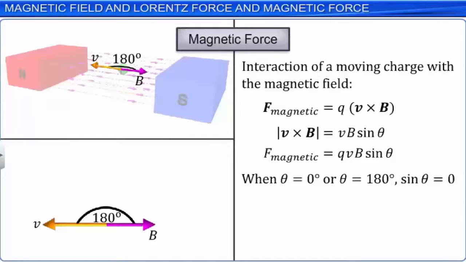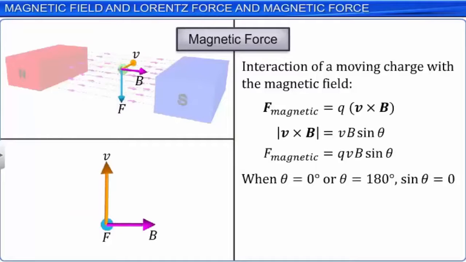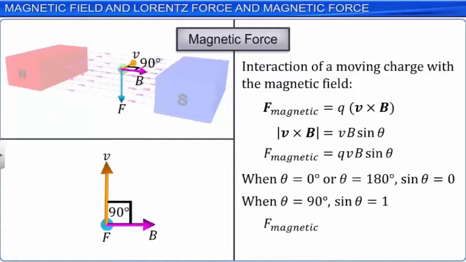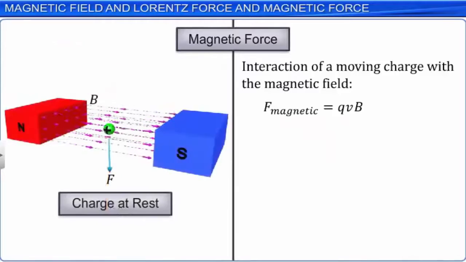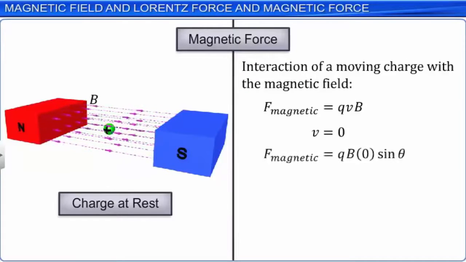If the charge is moving perpendicular to the direction of magnetic field, theta is equal to 90 degrees. In this case, the charge experiences maximum magnetic force, F magnetic equal to QVB. If the charge is not moving in the magnetic field, that is, its velocity is 0, then the charge does not experience any force, since F magnetic is equal to 0.